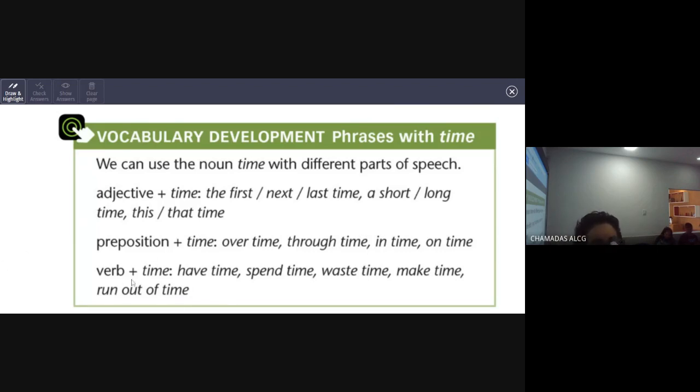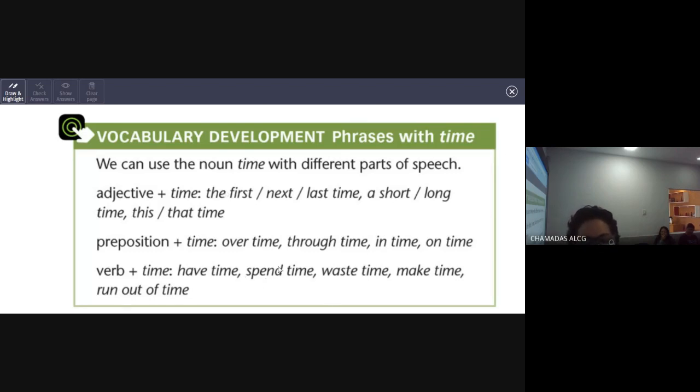So, we can also use the word time with a verb, okay? For example: have time, spend time, waste time, make time, run out of time. So have time we use all the time, right? We have time to study. We don't have time to study. We are too busy all the time, right?